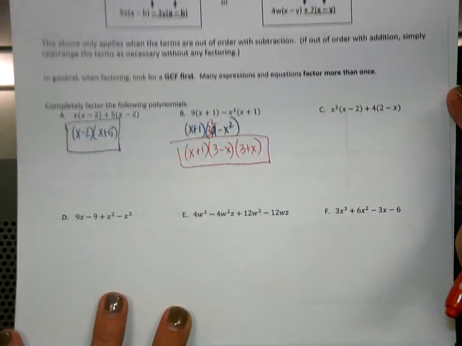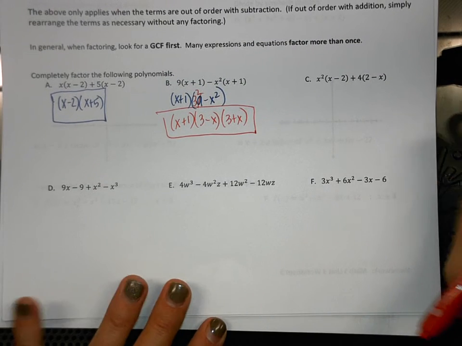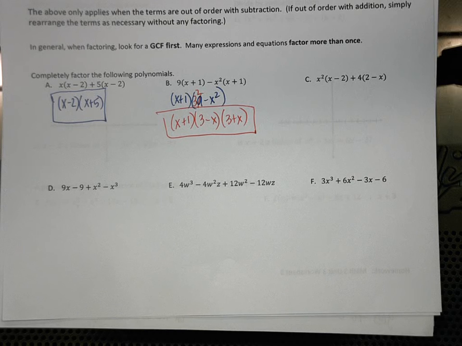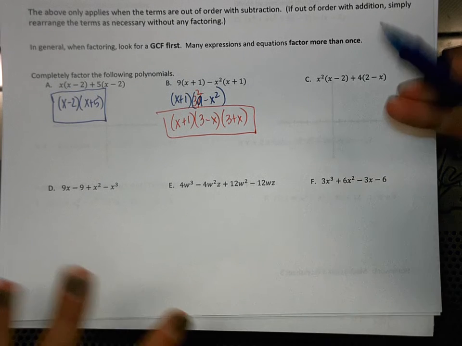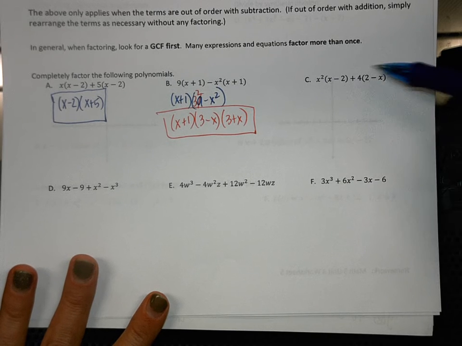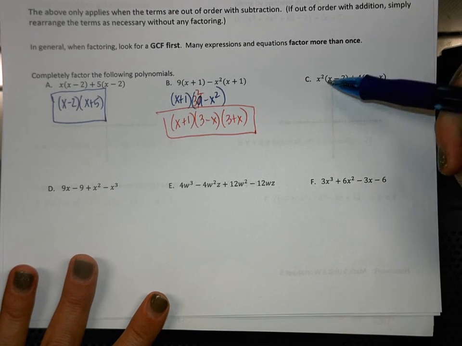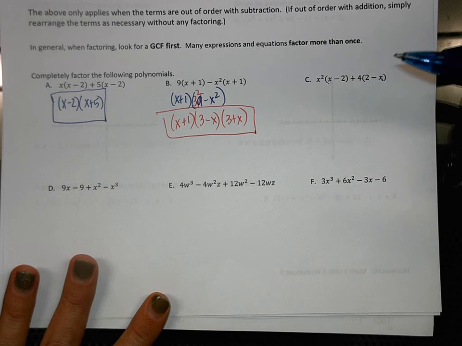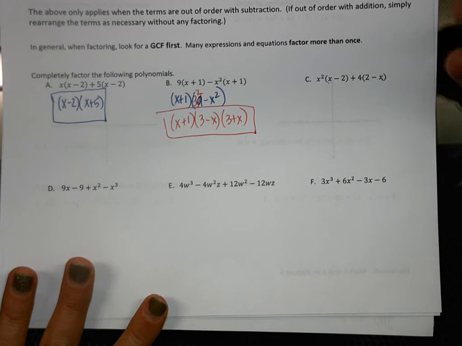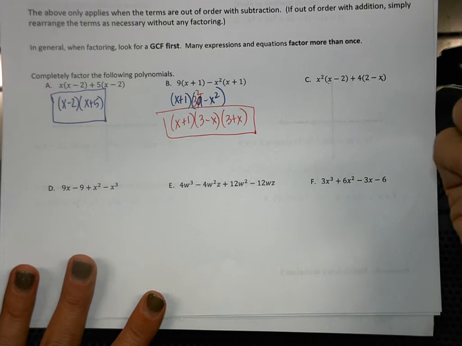All right, on the third one, on C, what do you notice about that one? Yeah, this is flipped, right? So this is x minus 2, and this is 2 minus x. And this is different than this, right? Because here the x is negative, and here the x is positive. So what can we do in order to make that correct? Right, we're basically factoring out a negative.